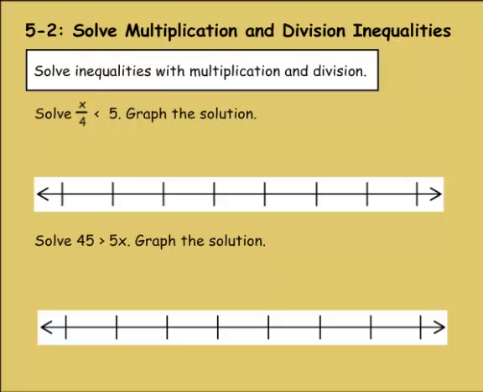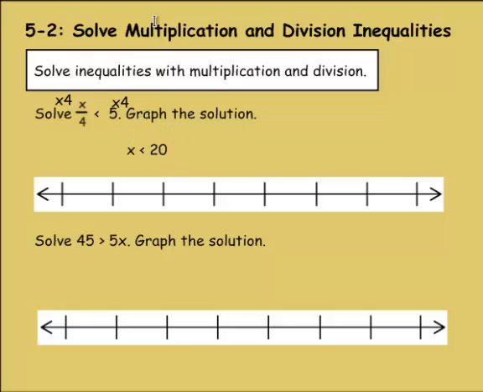So just like our addition and subtraction inequalities like the last lesson, we treat this just like an equation at the beginning with this inequality sign instead of the equal sign in the middle. So if we're going to solve x divided by 4 is less than 5, we can isolate that x and then solve for x. So we need to multiply both of these times 4. So that would leave us with x is less than 5 times 4, which is 20.